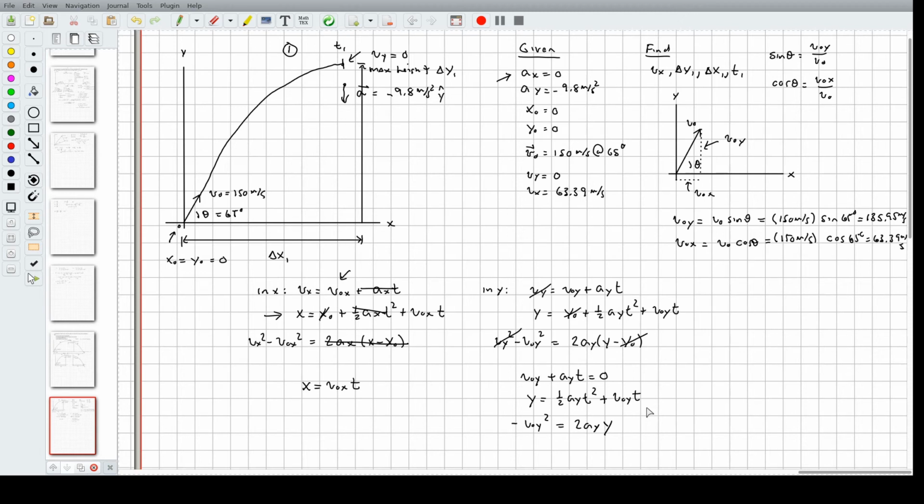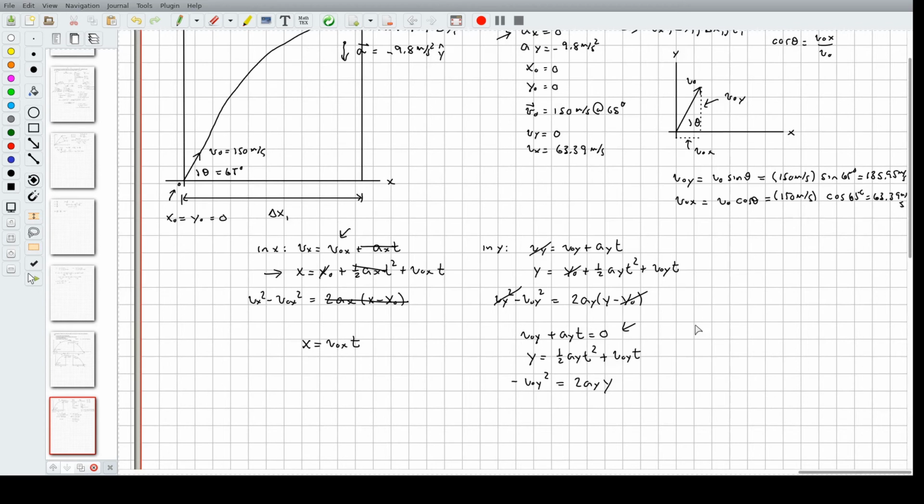Okay? Now, so we have this list of stuff that we're trying to find, but we've already found this one. And that's because there's no acceleration in the x direction. We know vx is going to be the vx the whole time. So we have some options here. What I propose we do, just from a simplicity standpoint, is to find time to begin with. So time is going to come from this equation right here. And if you solve it for t, t is equal to v naught y, the minus sign out in front, over ay.